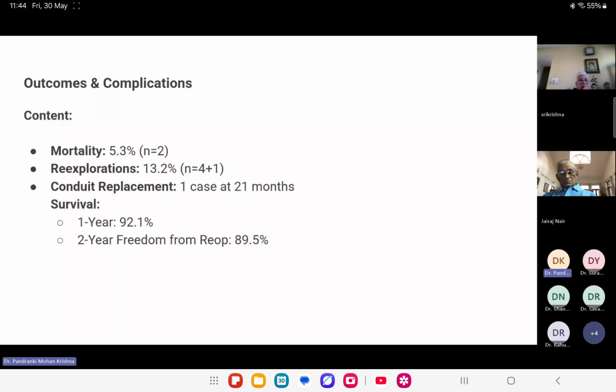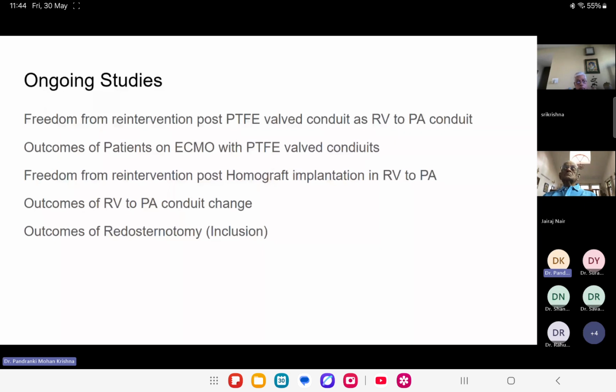The ongoing studies, in addition to all these statistics, include freedom from reintervention post PTFE valved conduit as RV-PA conduit, outcomes of patients on ECMO with PTFE valved conduits, freedom from reintervention post homograft implantation in RV-PA, outcomes of RV-PA conduit change, and outcomes of reduced sternotomy as a whole in pediatric cases, including these truncus cases. That's all. So all these studies and theses are going on in our institute at present.